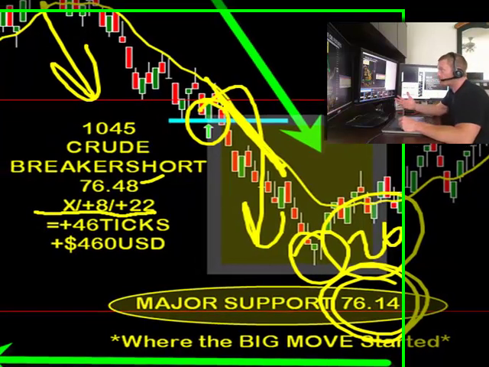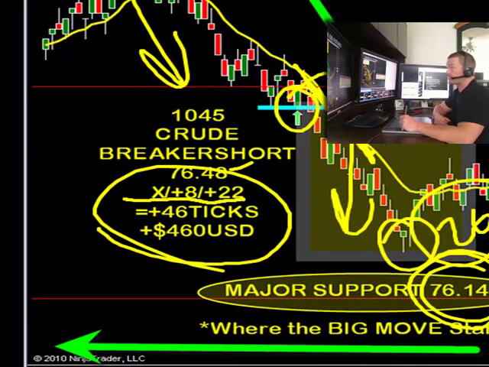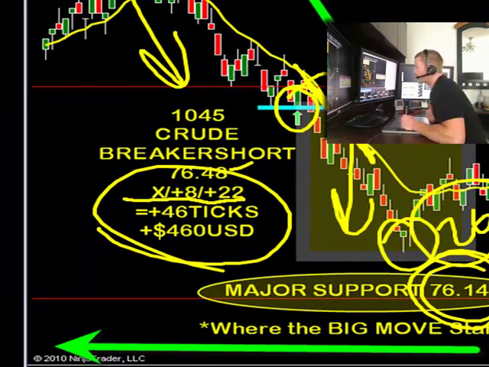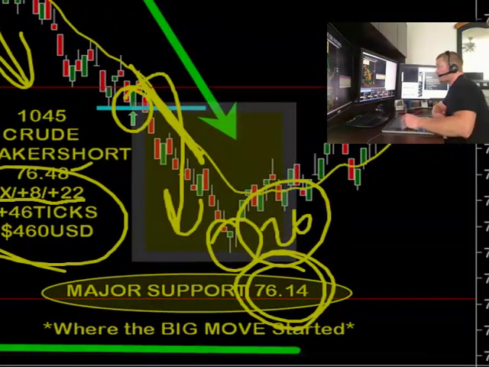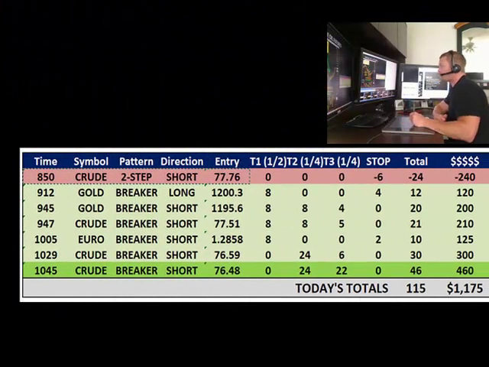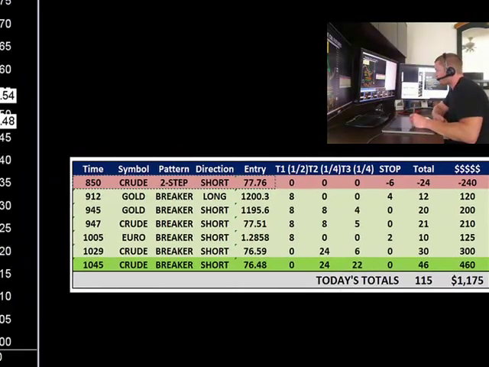Okay, so 24 plus 22 is 26. I'm sorry, it's 46 times 10 is 460 USD. So guys, total it up. Wonderful, wonderful example of how you can take a loss at the beginning of the morning here and then make all that money back. Guys, if we wouldn't have taken that loss this morning, we would have been 150 ticks big here this morning. But as you can see, total them up, 115 ticks, 1175 for the day. Not a bad day here in the room for 4 contracts.